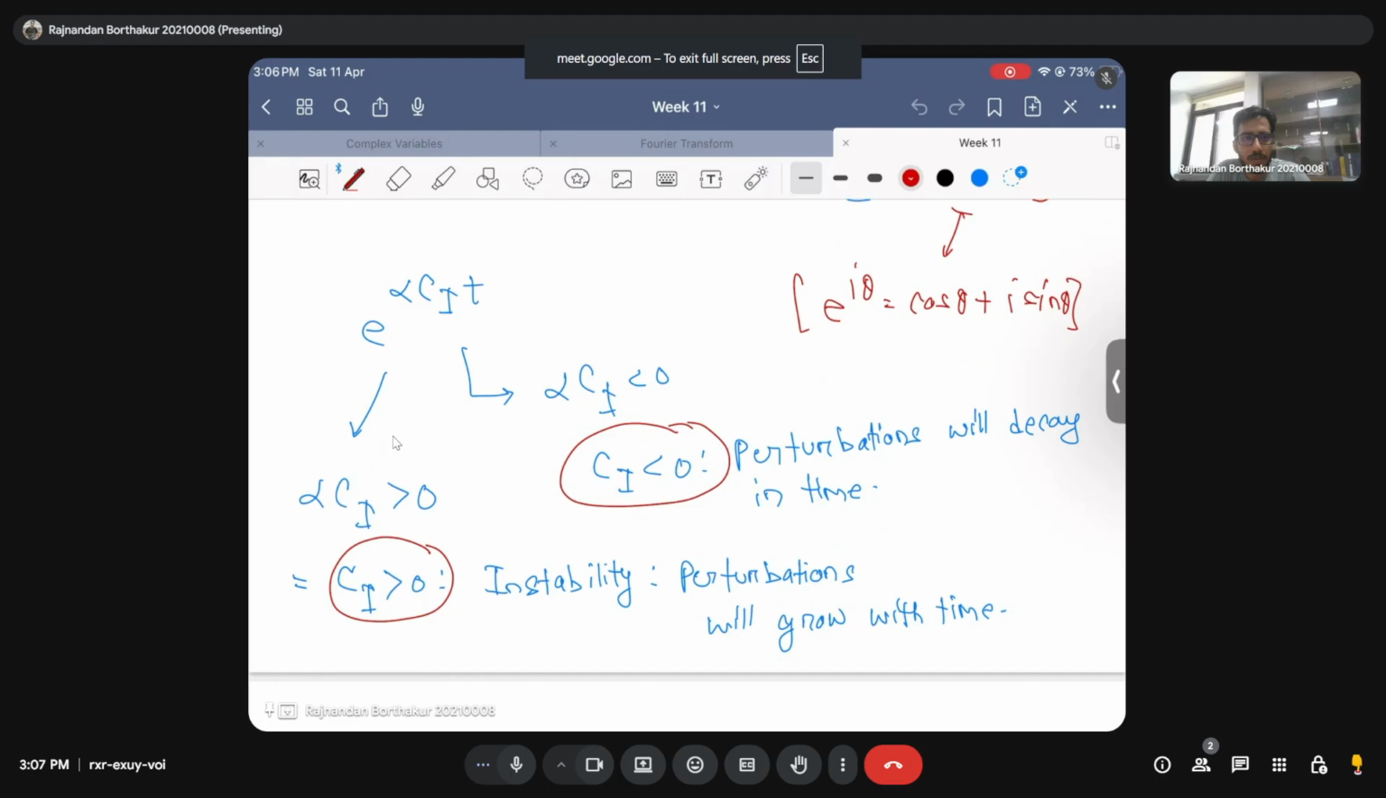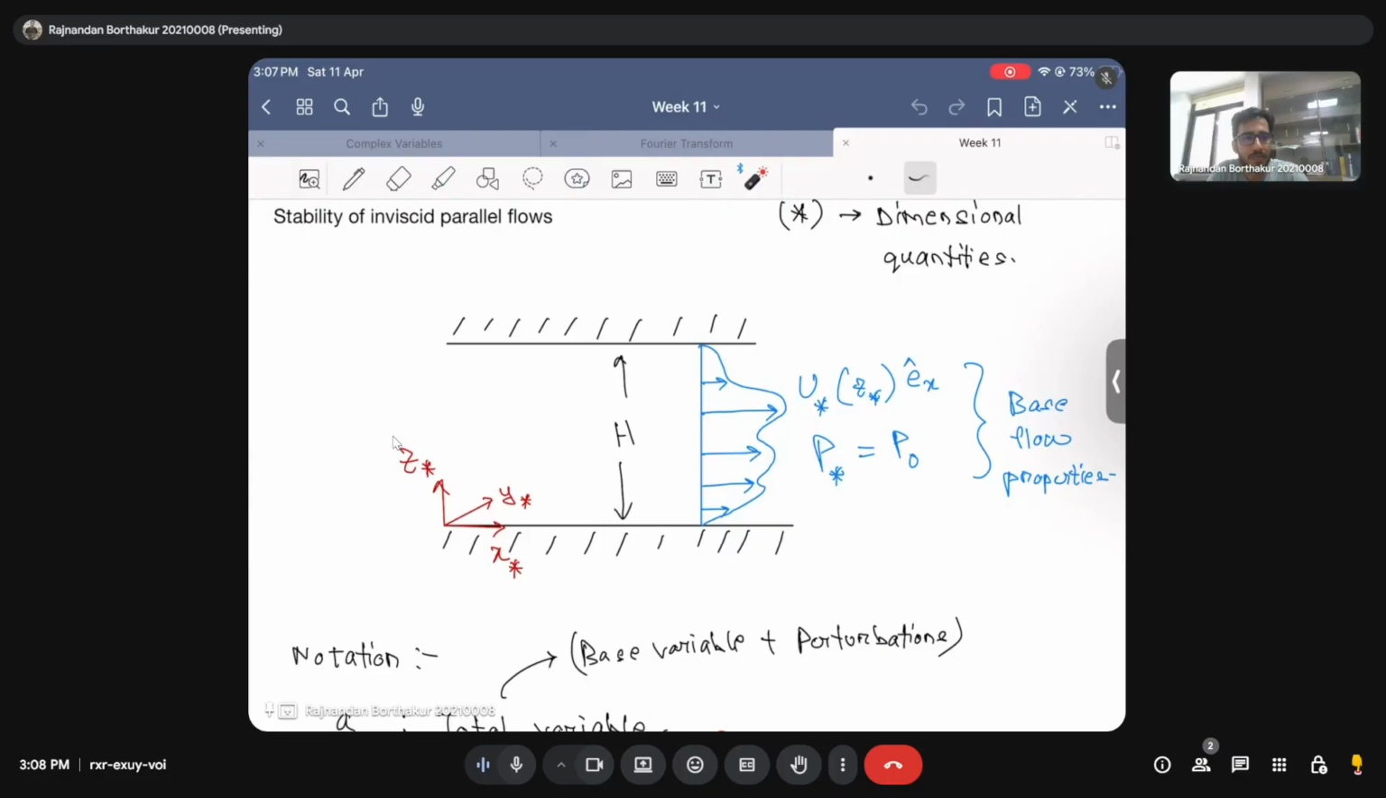What we had is a base flow, which was a function of z. Remember, we call all the star variables dimensional variables. The base velocity is varying something like this, and the base pressure, we eventually found out, is constant. Our objective was: if there are certain perturbations to this base flow or to the base properties, we are trying to see how these perturbations behave. In principle, what we are trying to find is, will the perturbations grow with time or will they decay with time, which is what we have asked in this problem.